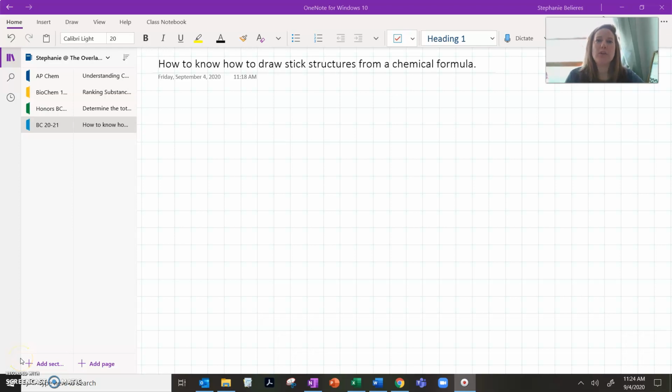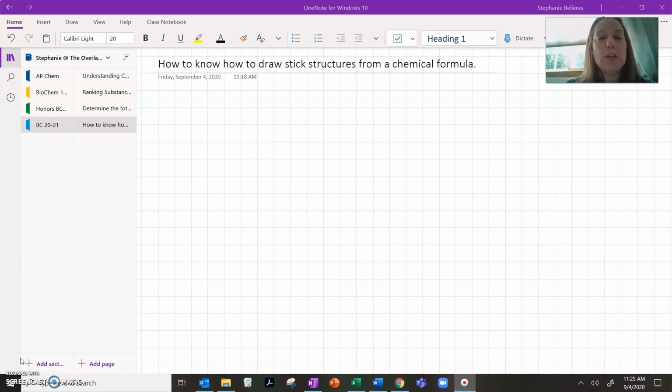Hey guys, I wanted to give you some instructions on how to draw a stick structure from a chemical formula. This can be kind of tricky if you don't have some tips. So I'm going to write some things down and give you some hints about how you can look at a chemical formula and the order the atoms are in the formula, and help you translate that to a structure that you draw, and then a correct Lewis structure.